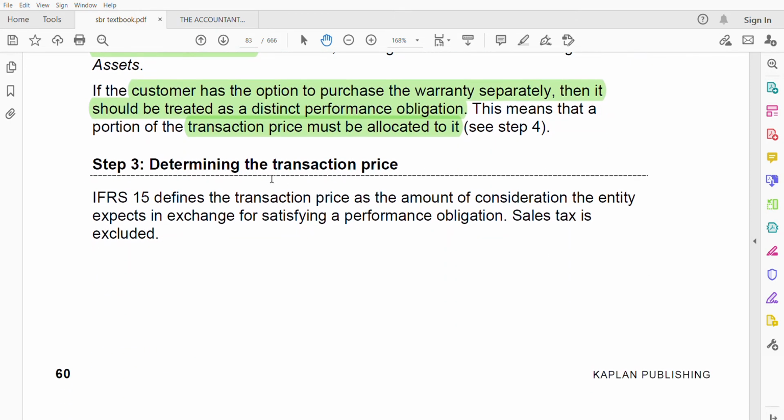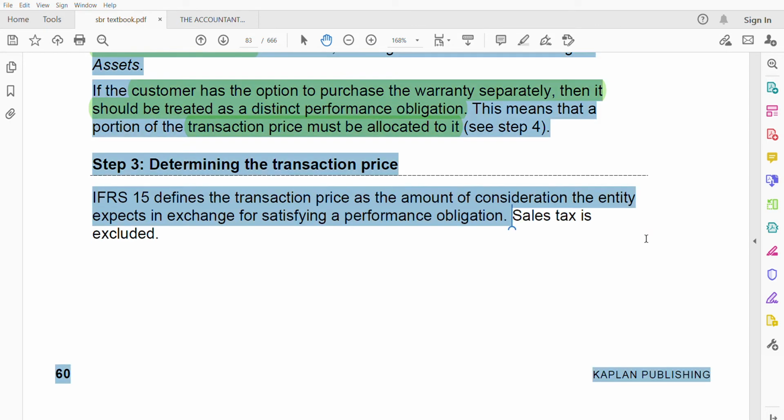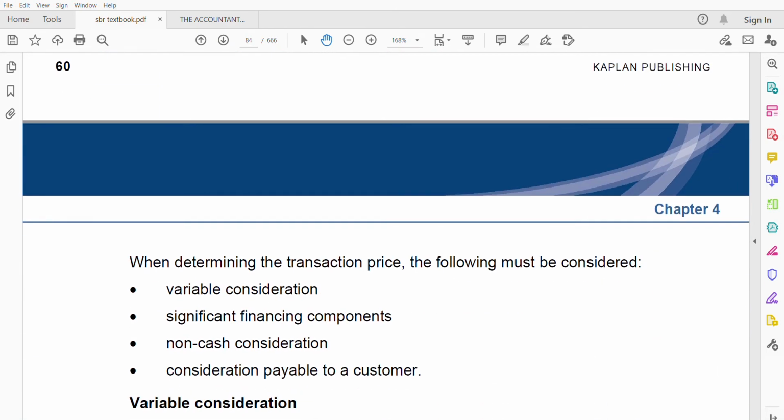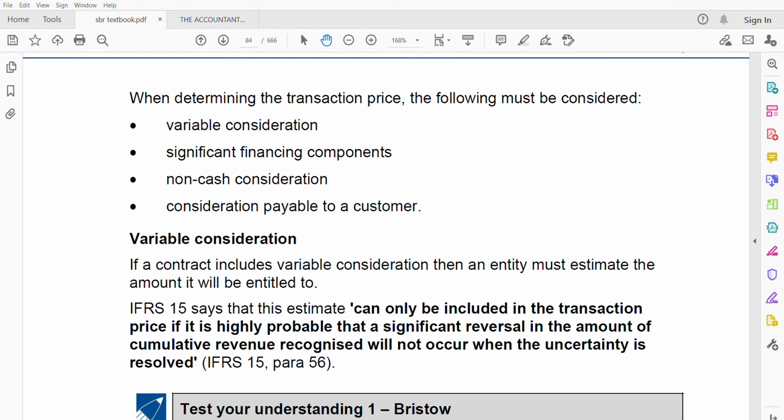This is one of the easiest. Transaction price. So IFRS 15 defines the transaction price as the amount of consideration the entity expects in exchange for satisfying the performance obligations. Here tax is excluded. Okay. Now, when determining the transaction price, the following must be considered. Transaction price is not only in cash.